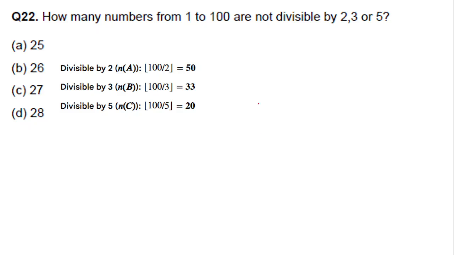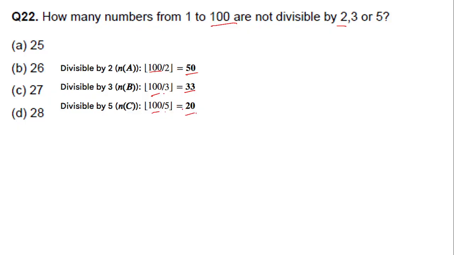So to know that, we just divide the total 100 by 2. To check how many times 100 is divisible by 2, it is divisible 50 times. Same way, 100 by 3 is divisible 33 times fully. 100 by 5 is 20 times. So this is the first step.